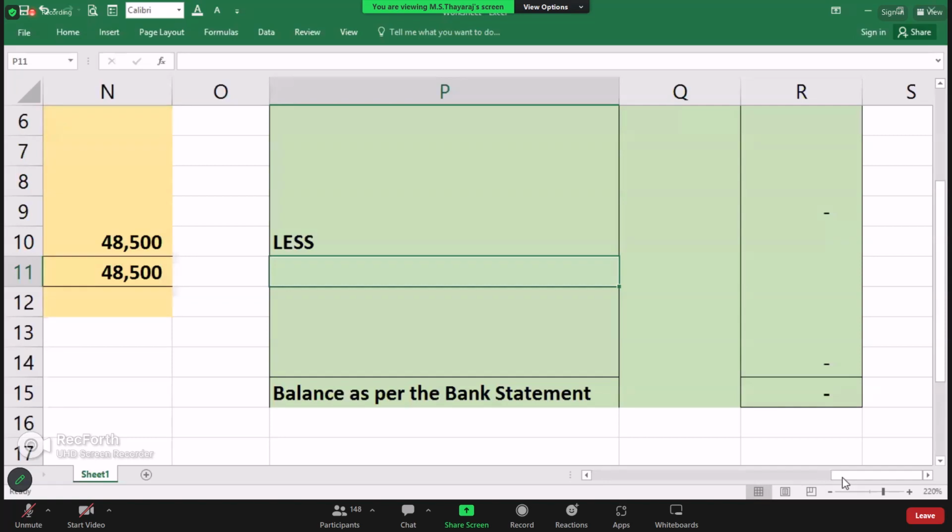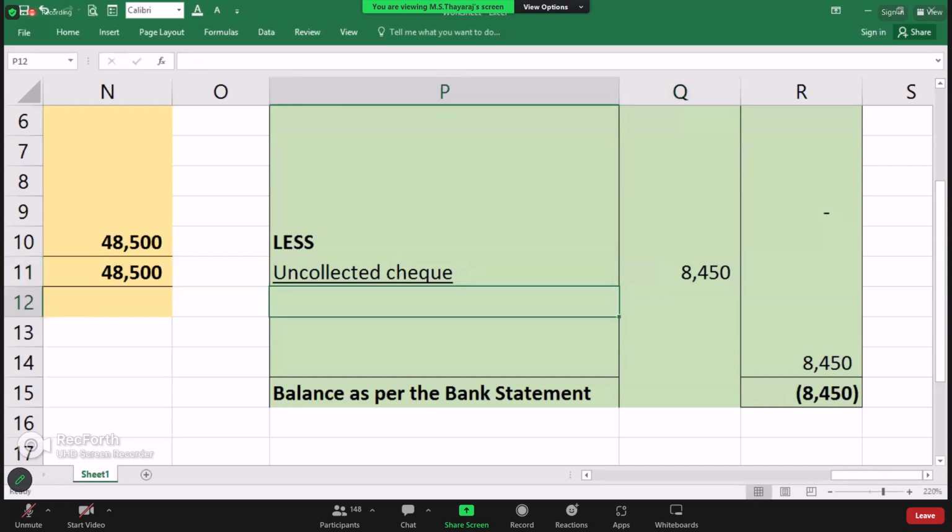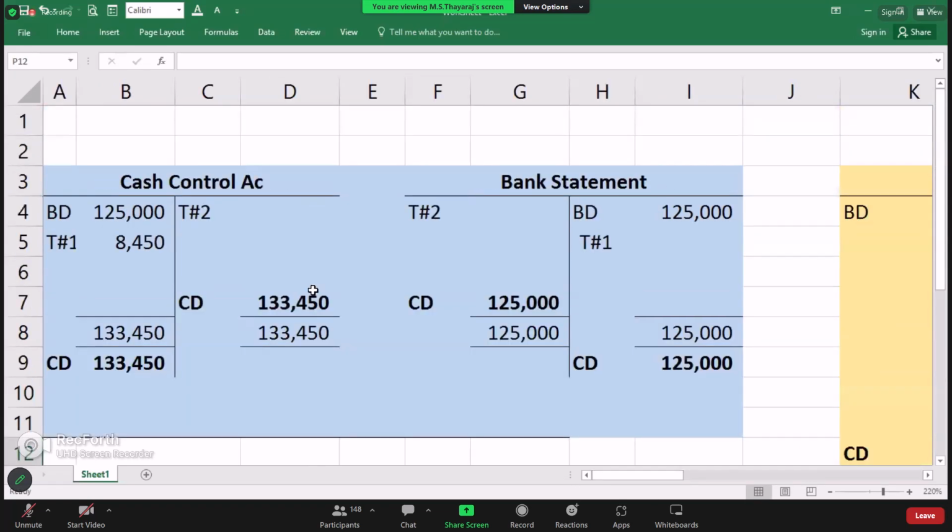What is it called? It is called an uncollected check. How much? 8,450. Did you understand? The 8,450 we have to enter into the cash book, but the bank has not presented it. So the bank statement balance will be decreased. Therefore, we have to deduct.